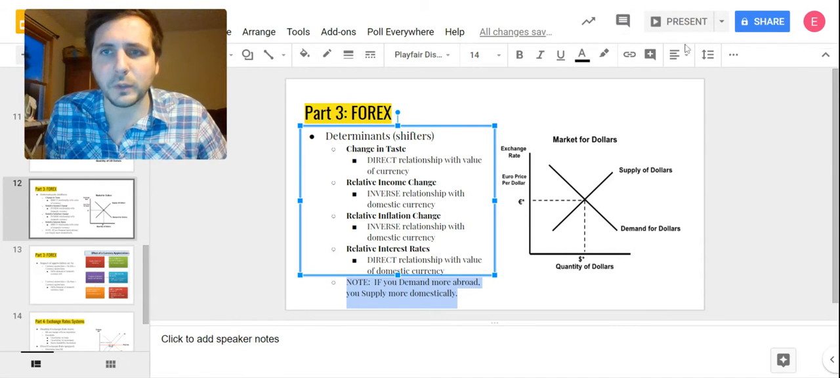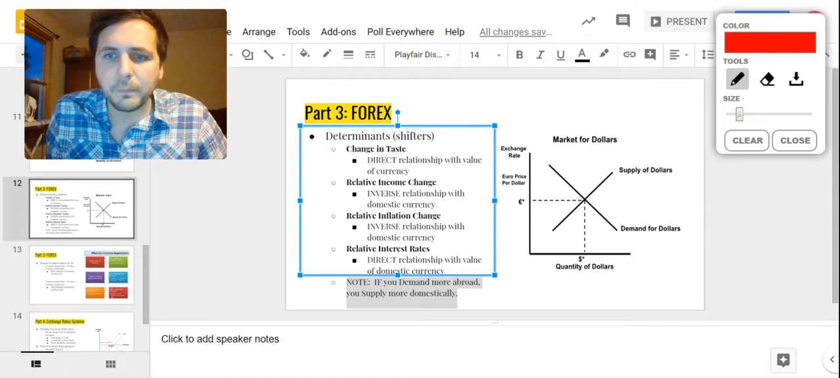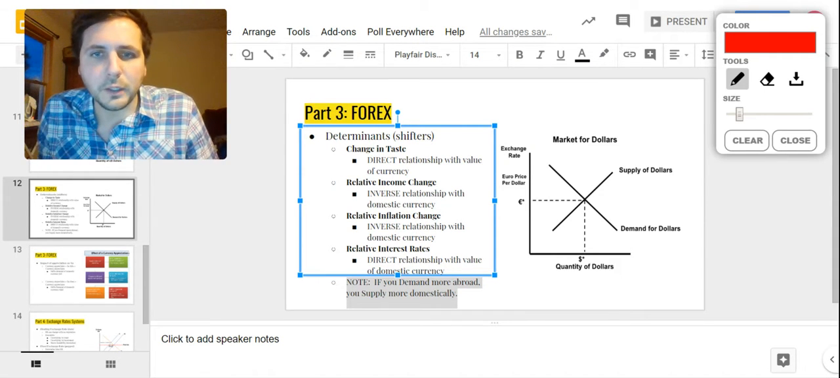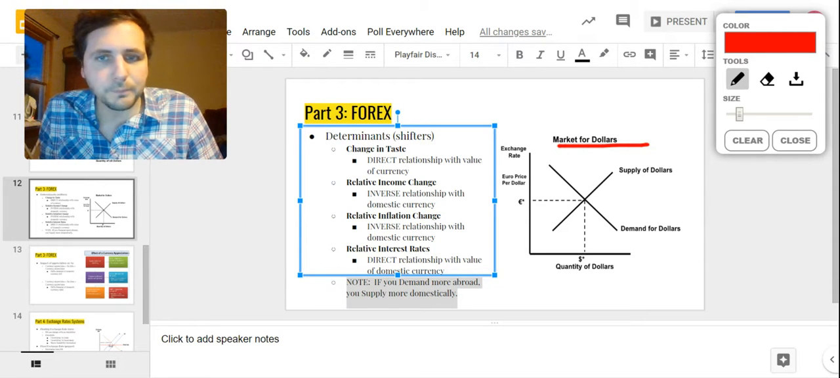Now, how do you show this on the graph? Let me pull up my handy dandy writer here. Let's say that here we're looking at the euro price of the dollar. This is the market for the US dollar. We've got our foreign over domestic, right? We have our initial exchange rate and our quantity here, right?